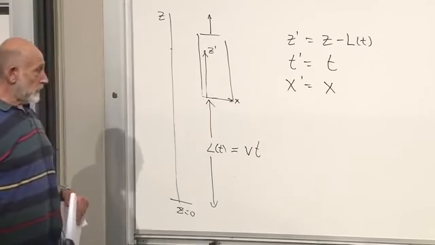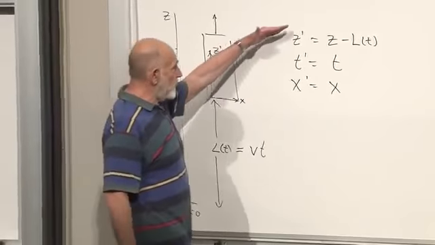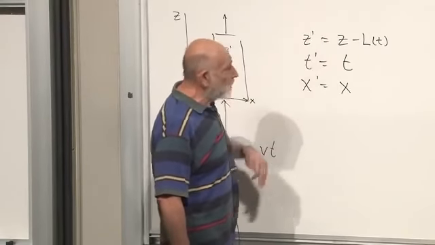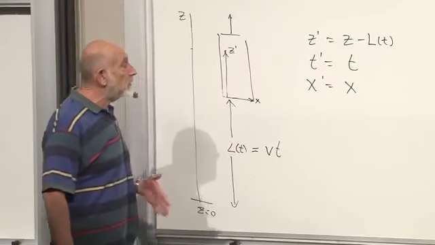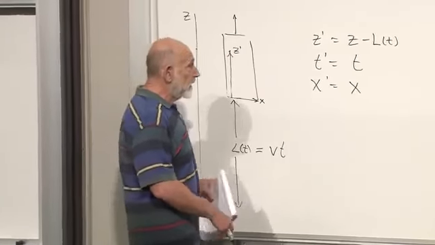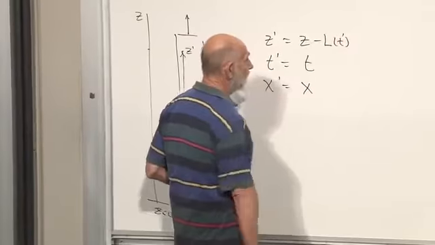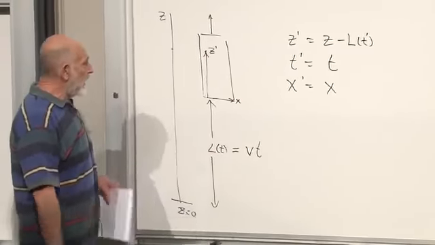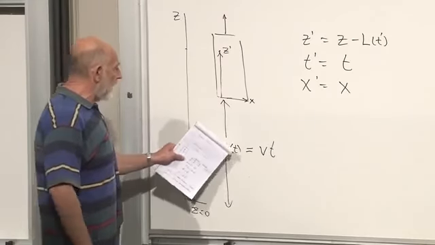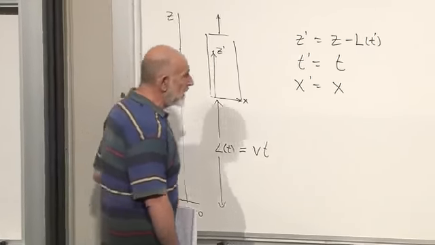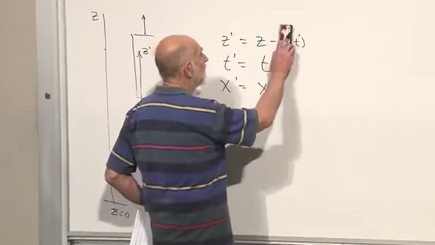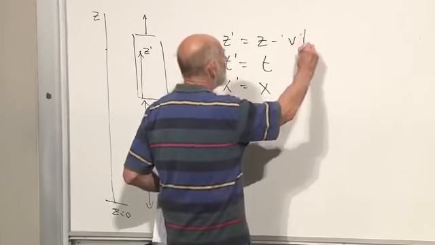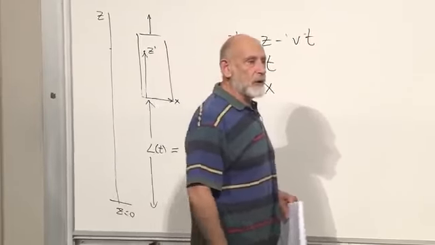That's a coordinate transformation of the space-time coordinates. It's rather trivial. Only one coordinate, namely z, is involved in any interesting way. We can, if we like, put a prime here because t prime and t are the same thing. Okay, now, if I set L of t equal to vt, then this is very simple: z prime equals z minus vt. Good.